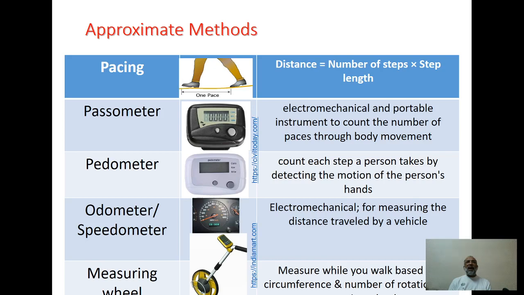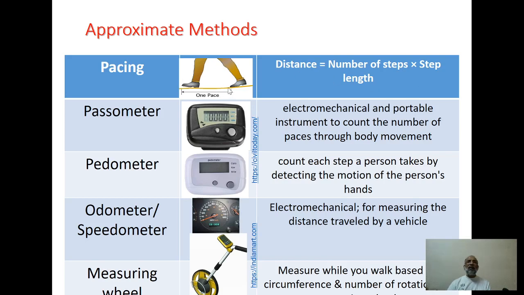A few of the methods I have listed here. First one is very simple, that is the method of pacing. We are expected to walk along the distance that is to be measured. We have to take reference to the average pace length, maybe 60 centimeters, 70 centimeters, 75 centimeters. It will vary from person to person. It will also vary from terrain to terrain. So accordingly, the distance would be given by the number of steps covered into the pace length or step length.